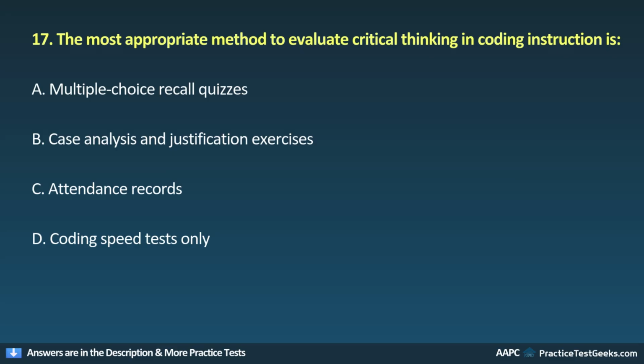17. The most appropriate method to evaluate critical thinking in coding instruction is A. Multiple choice recall quizzes. B. Case analysis and justification exercises. C. Attendance records. D. Coding speed tests only.